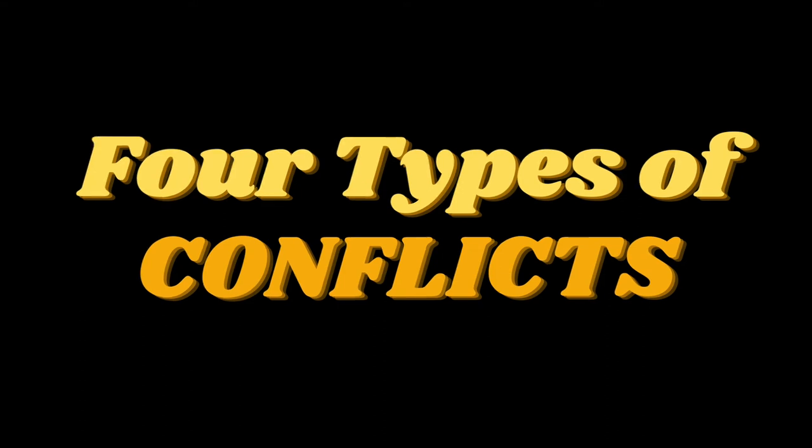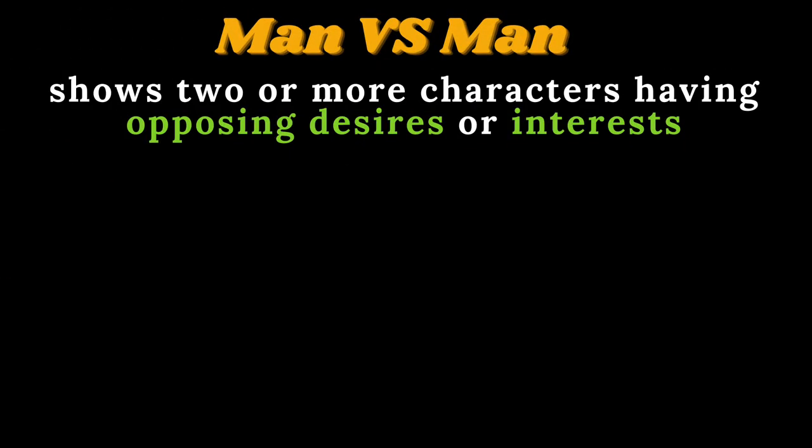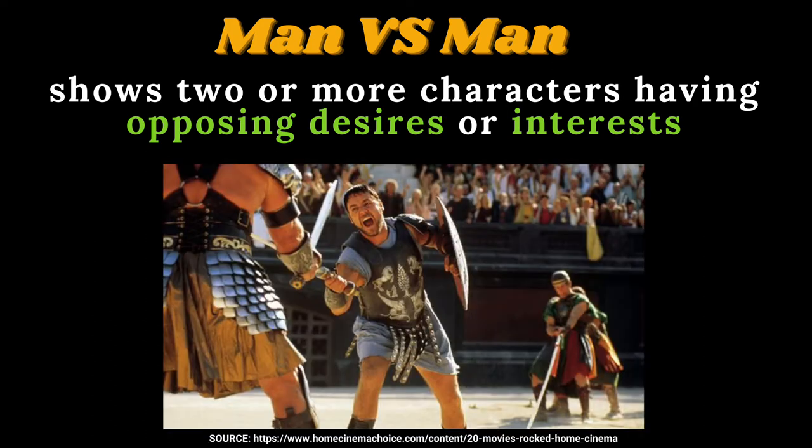The first one is called man versus man. It shows two or more characters having opposing desires or interests. For example, this scene in Gladiator shows how the main character, Maximus, battles for his life after he got betrayed by the son of the emperor, who reduced him to slavery that caused him to be a gladiator.